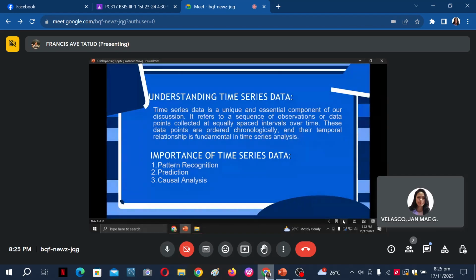The importance of time series data: one, pattern recognition; two, prediction; and last, causal analysis.